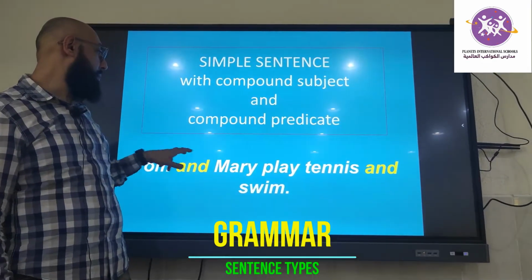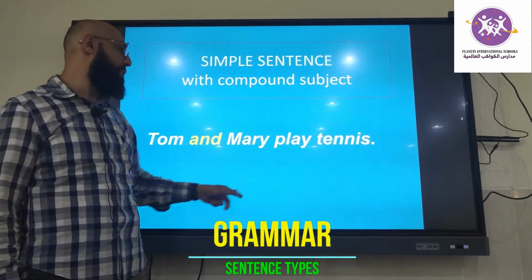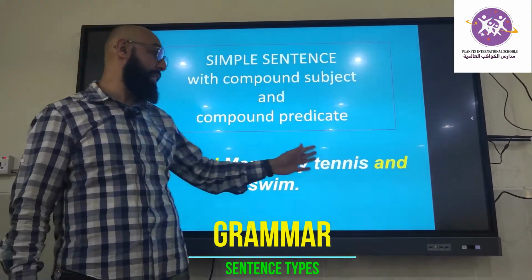All right, here's the full example. Tom and Mary play tennis. This is the first one. Tom and Mary play tennis and swim.